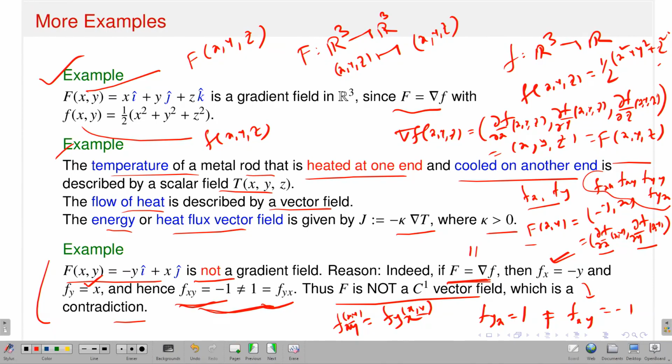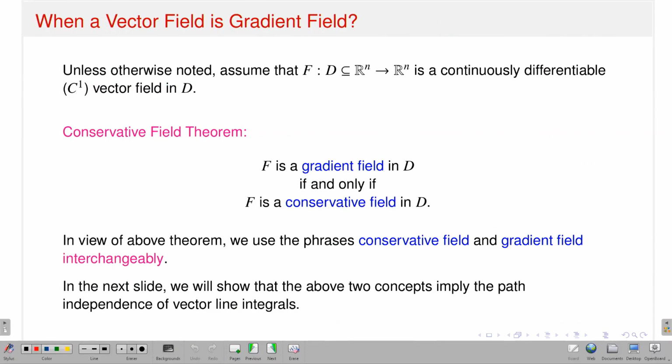So I have given a couple of examples: one where the vector field is a gradient vector field, and this vector field capital F, which is a rotational vector field that is not a gradient vector field. Since I am dealing with a very special kind of vector field like the gradient vector field, it should share some nice properties. Unless otherwise noted, I always assume my vector field capital F is continuously differentiable, that is, C1, meaning it is differentiable and the derivative is continuous. That is the map capital F from D, a subset of R^n, to R^n.